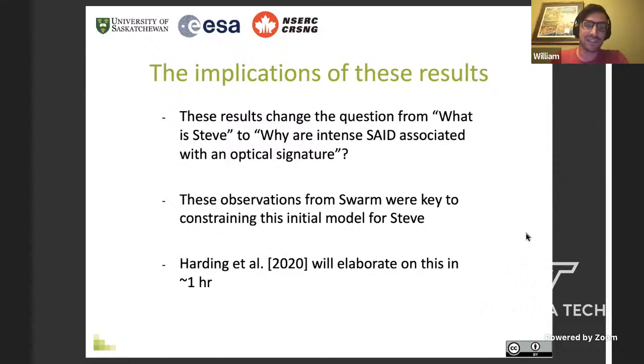I think the exciting thing about these results from my perspective is they really redirect the conversation. It's not what is this anymore. You can approach it as, well, why would a subauroral ion drift have an optical signature? And I think they played a significant role in constraining some of the initial model on Steve, which somebody will speak about in roughly an hour's time. So that's all I have for you guys. I'd love to hear any questions you have.